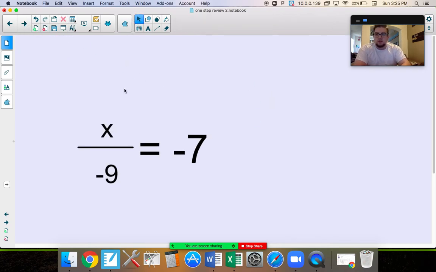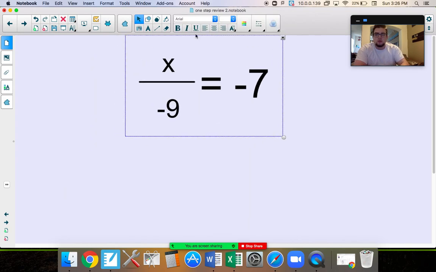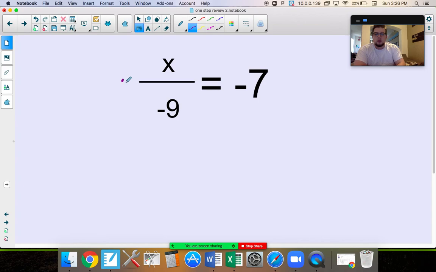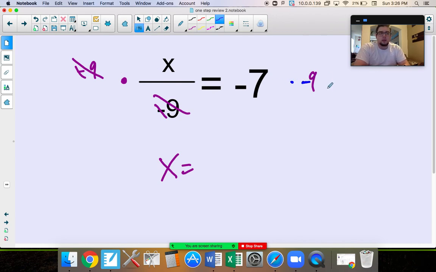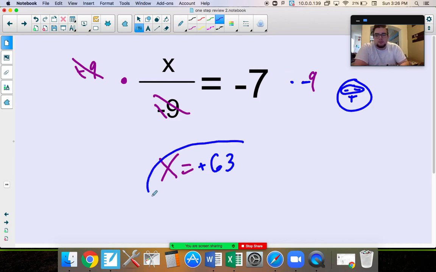Last problem for our video here. Another division problem. We're going to multiply by negative 9 on both sides. The 9 on the top cancel with the negative 9 on the bottom, and same with the negative symbols. X is left over. Oops. It's a negative 9 on both sides. Whatever you do over here has to be done over here. Negative times a negative creates a positive. No, you don't need the plus sign, but I'm just going to put it there for safekeeping. 7 times 9 gives us 63 for our answer.